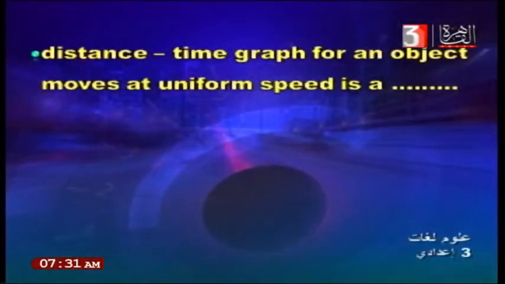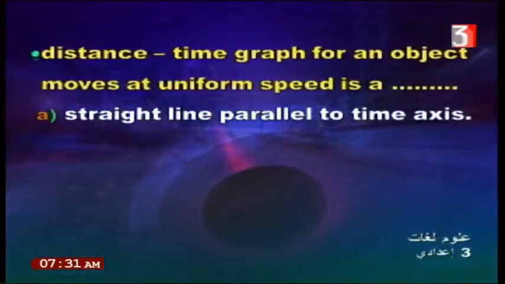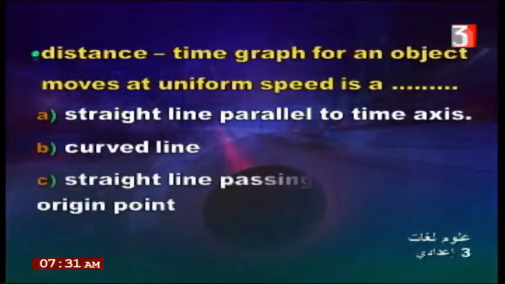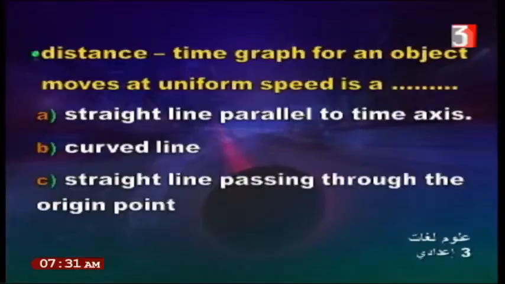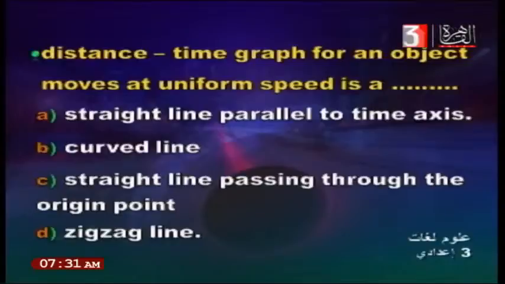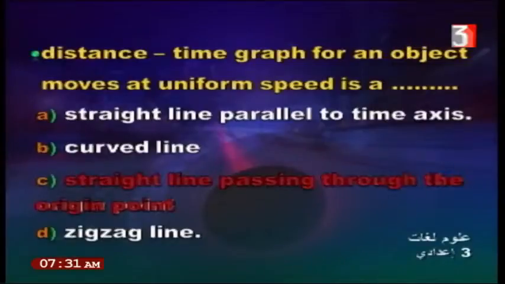A distance-time graph for an object moving at a uniform speed is a straight line parallel to the time axis, a curved line, a straight line passing through the origin point, or a zigzag line. The distance-time graph for an object moving at uniform speed will be a straight line passing through the origin point.